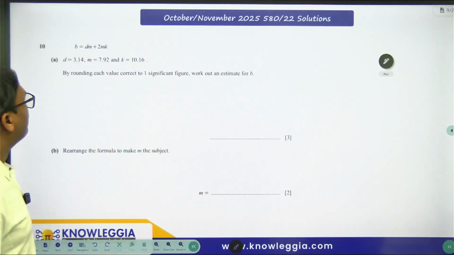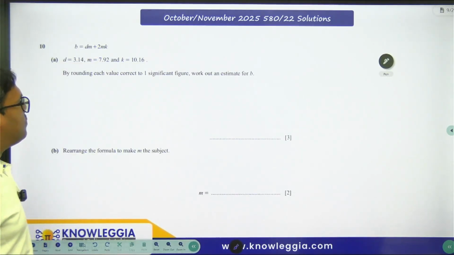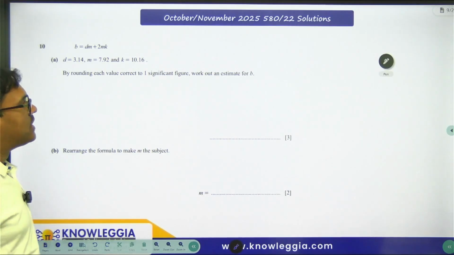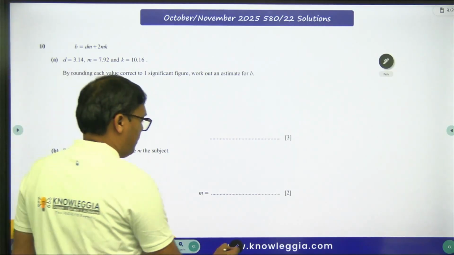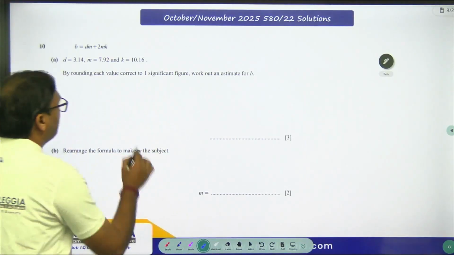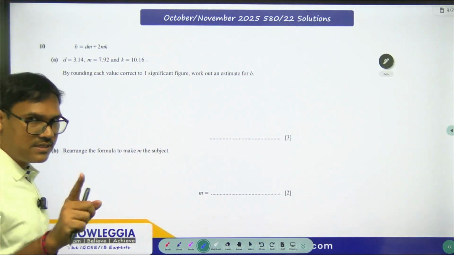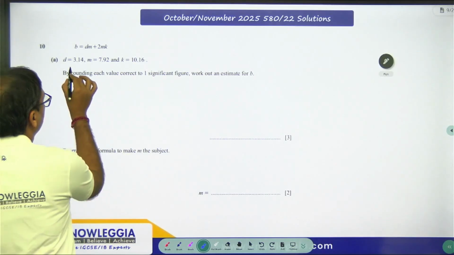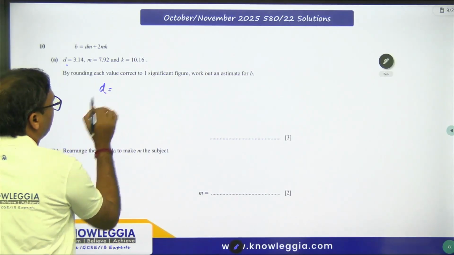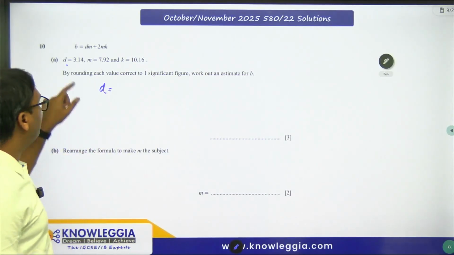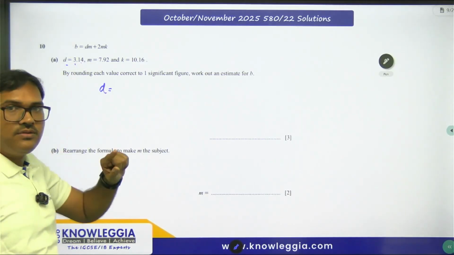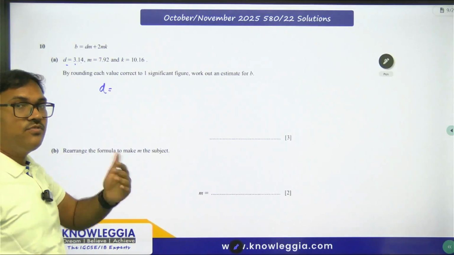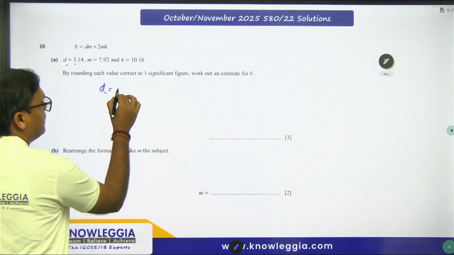Next question. Rounding each value to one significant figure, work out an estimate of B. So basically you have to calculate the value of B given. Every time you have to write it to one significant figure. So you can see what D is to one significant figure. So this is the first significant figure. What is the next value? Which is 1, which is less than 5. So we'll round down. So this will be 3.